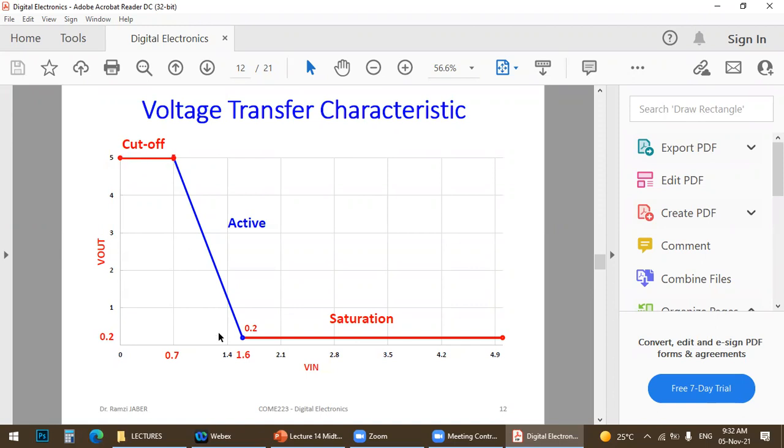When we have V input high voltage, which in this example is 1.6 volt, and above till 5 volt, the transistor will be in saturation mode. Saturation mode means the output will be low, 0.2. And the region in between 0.7 and 1.6 is the active mode, linear mode. This is the graph of VTC.